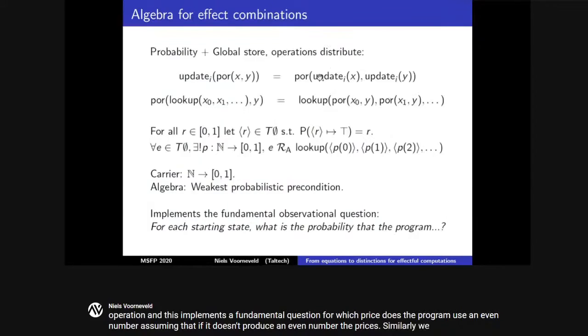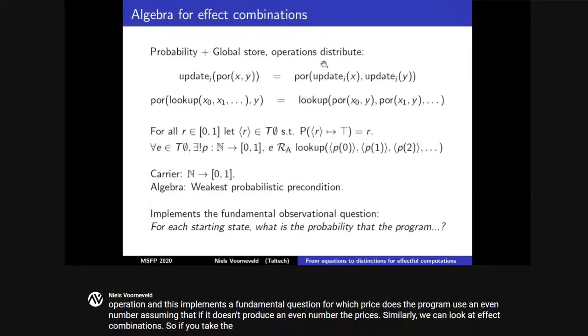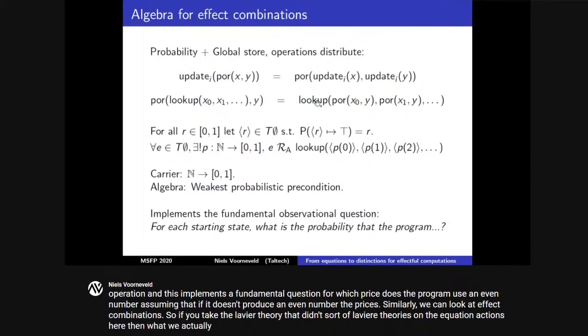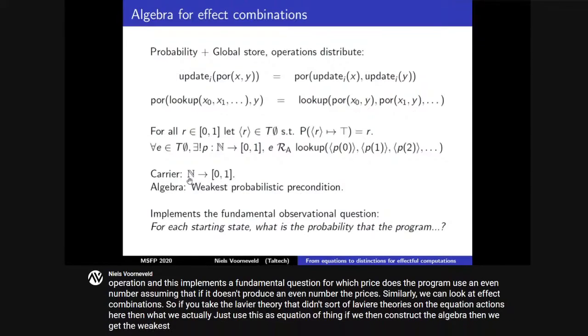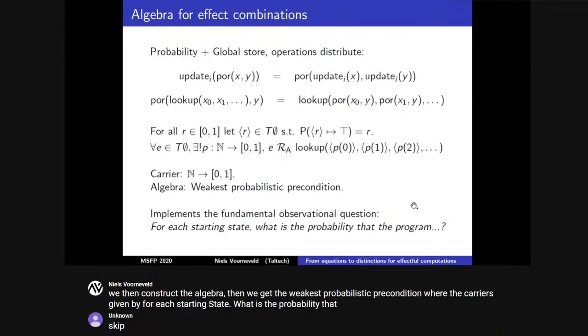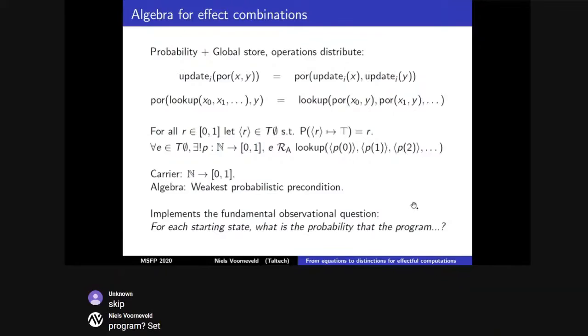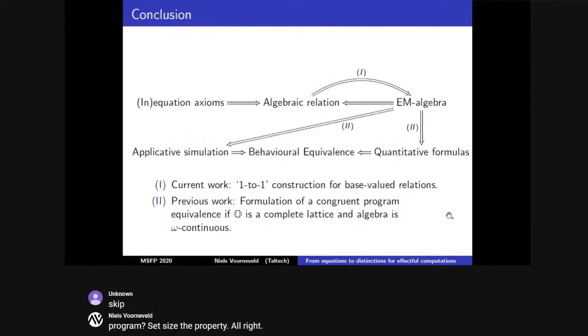Similarly, we can look at effect combination. So if you take the Lawvere theory, the tensor of Lawvere theories on the equational actions here, and just use this as equational thing, if we then construct the algebra, then we get the weakest probabilistic precondition, where the carrier is given by, for each starting state, what is the probability that the program satisfies the property.